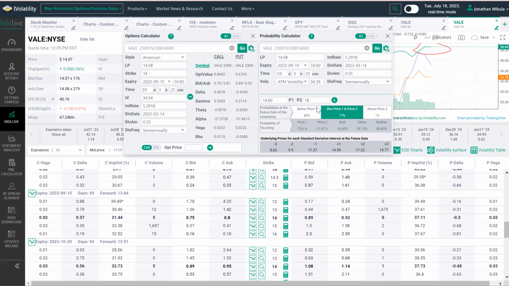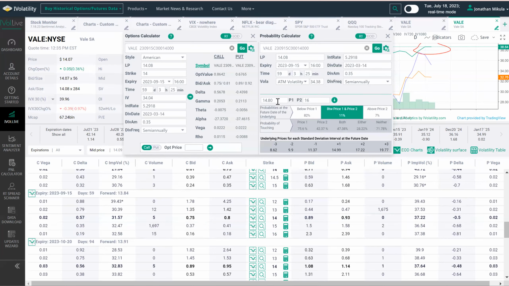And then above price 2, this $18 a share, there is only a 1% chance. So excuse me, let me change that to the strike price of 16 a share, which is going to cost us $18. There's still only a 7% chance we'll be above this 16 per share on September 15th. So neither one of those are good bets, right? It wouldn't make much sense for me to buy those call options.